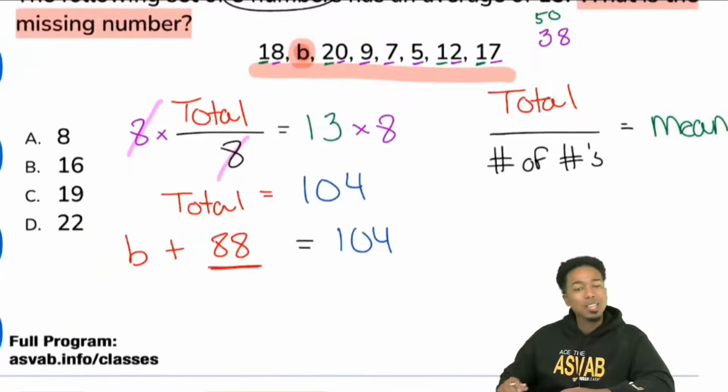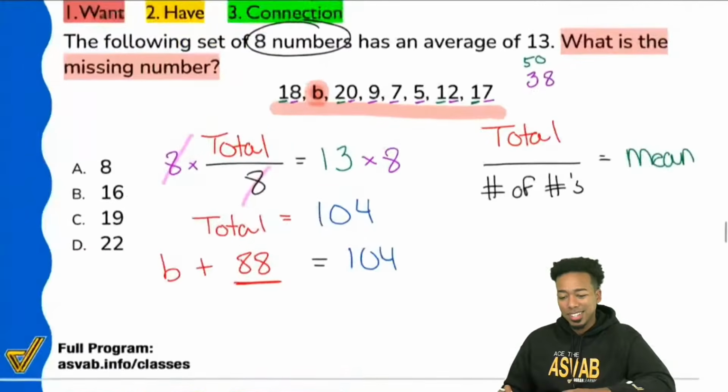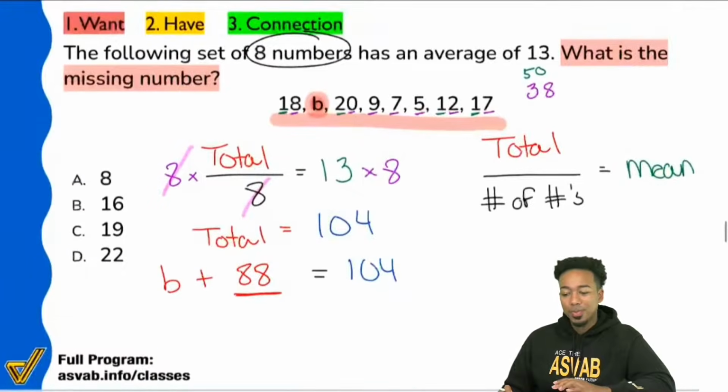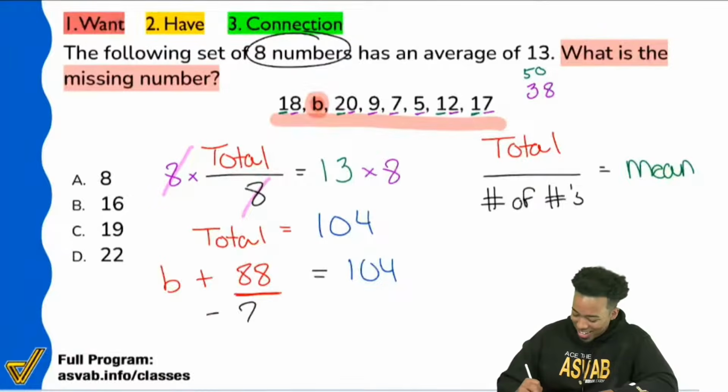Now, what was the last step again? What did Olivia say? What do we need to do here? Last thing we're going to do, subtract. Right, subtract both sides by 88. Boom. Again, Olivia's the one teaching, not me. So here we go. Subtract 88, and we're set.